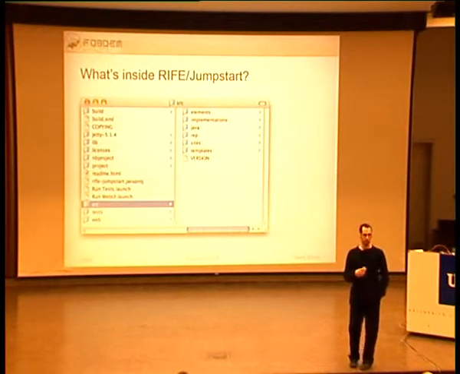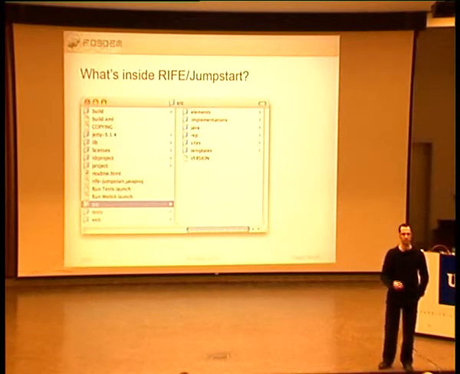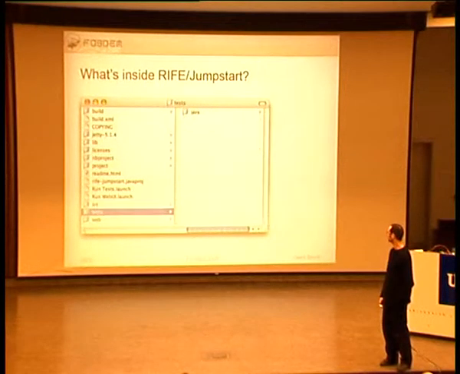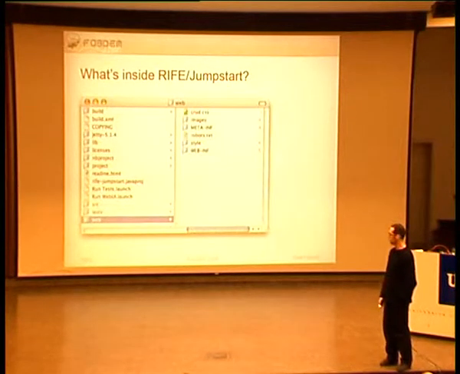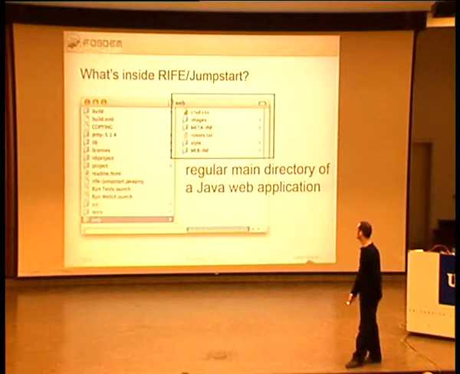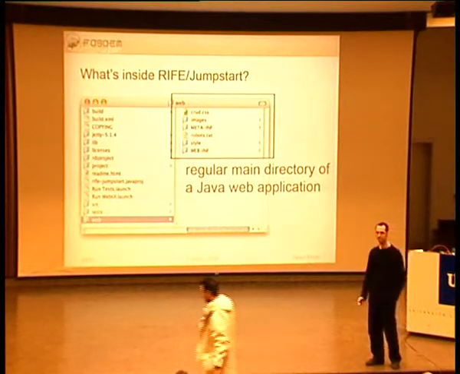Then a source directory that's laid out for you. It's just an example. You can do whatever you like with it, but it's an example that works well for most people. Some Java tests, out of container tests, and a regular main directory of a Java web application. You'll see the WEB-INF, and for the rest a bunch of CSS files and stuff like that.